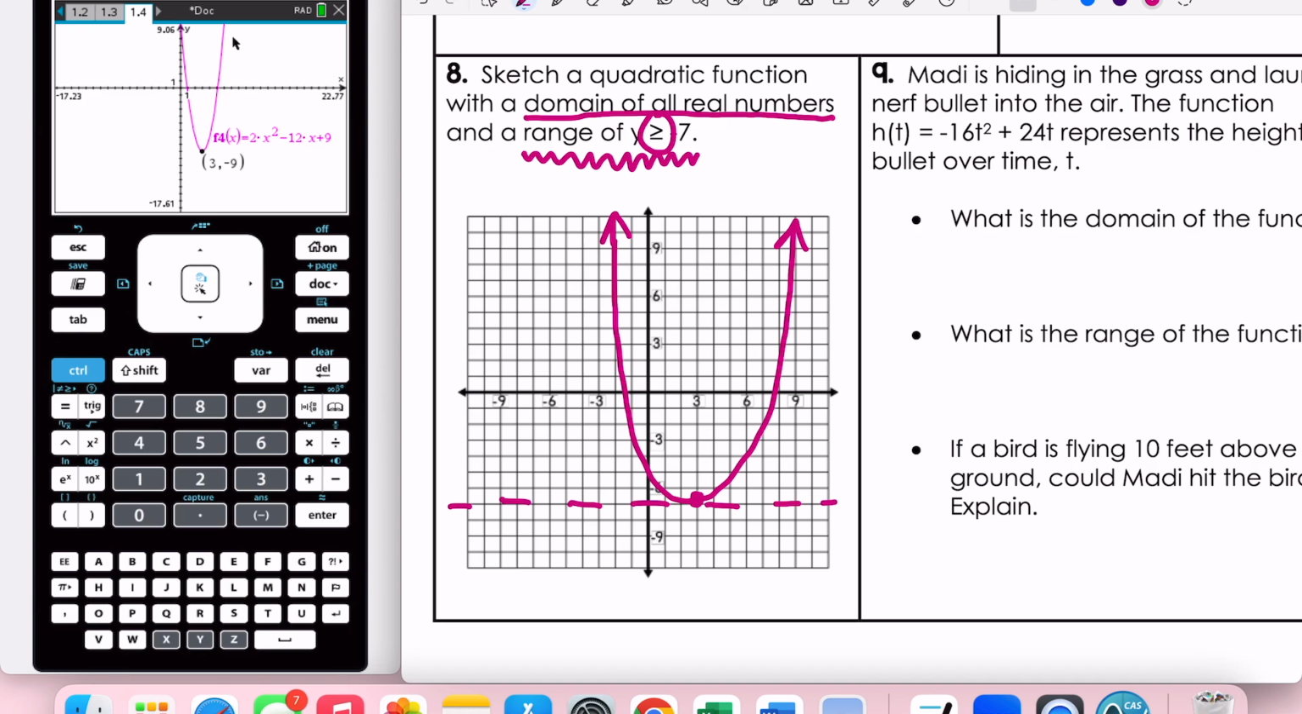And that would be an example of a graph that has a domain of all real numbers, because if I set up a boundary line on either side here, it's going to break through. And my range of y is greater than or equal to -7. My boundary line should be drawn at -7. My vertex is located at that boundary, and my graph is going up.